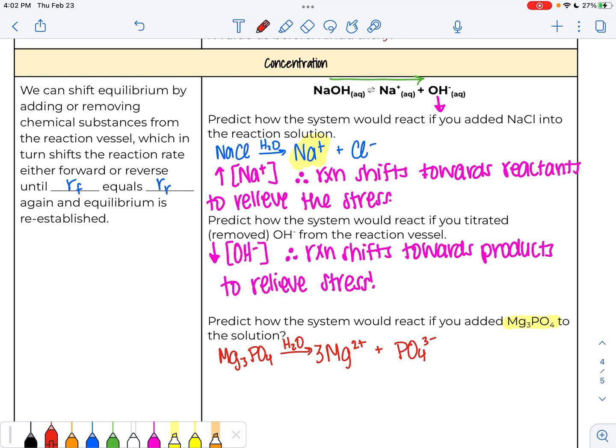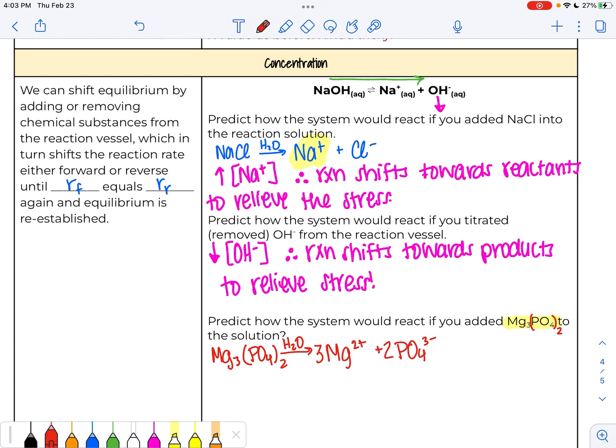Wait a second. Mg3PO4, this should be Mg3PO4 twice. Oh, caught my own mistake. Yay! Okay, give me a second. Fix this. Okay, now we're correct. So Mg3(PO4)2 dissolves into water.